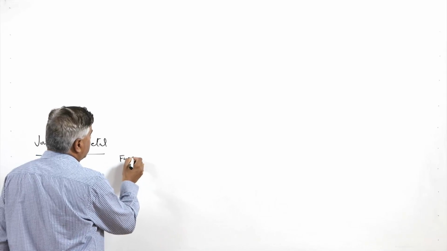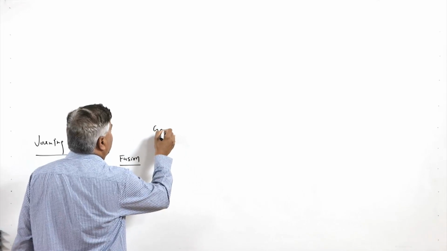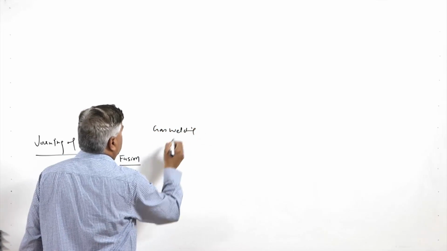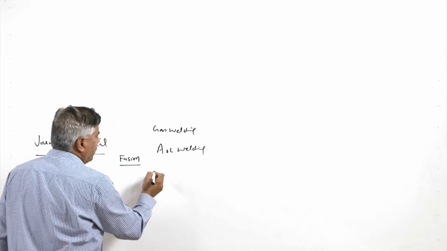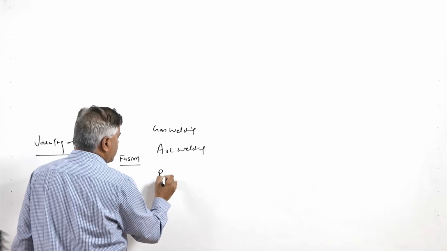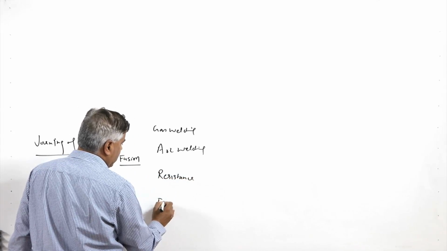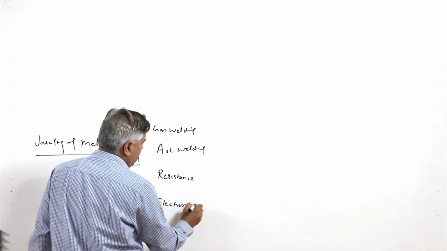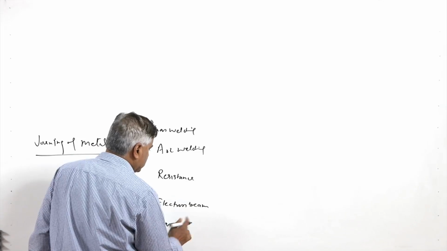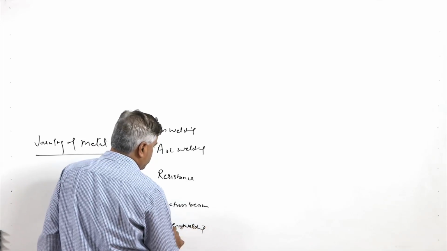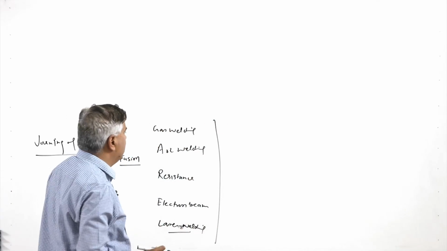So, among the fusion welding processes, the common welding processes are gas welding, arc welding, then resistance welding, then electron beam welding, and laser welding. What we need to see is the way by which heat is generated in these fusion welding processes.